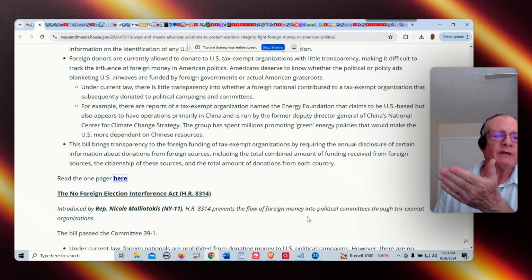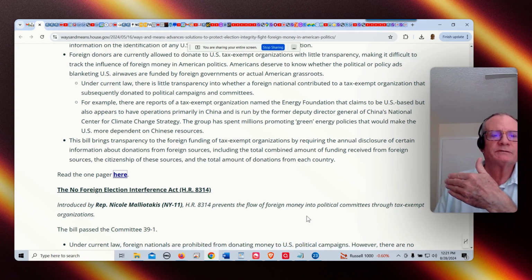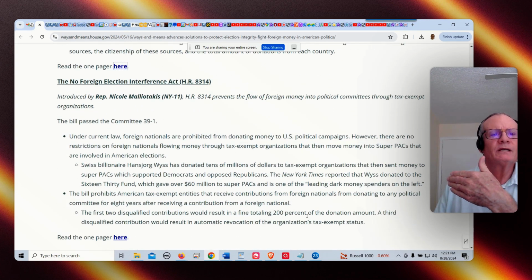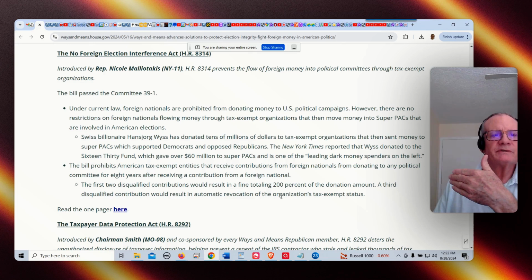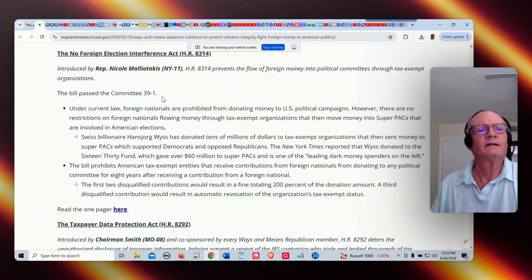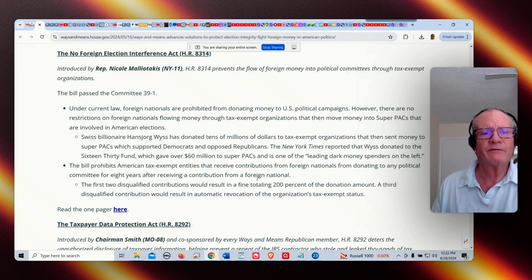So the one bill we were talking about is about grantees, right? All the disclosures, increasing the disclosures on money that the charity is giving away. And then here, this bill is increasing disclosures on money that the charity is receiving as donations. Then we have the No Foreign Election Interference Act, yet another, and this passed the committee 39-1. So it was looked favorably by all.